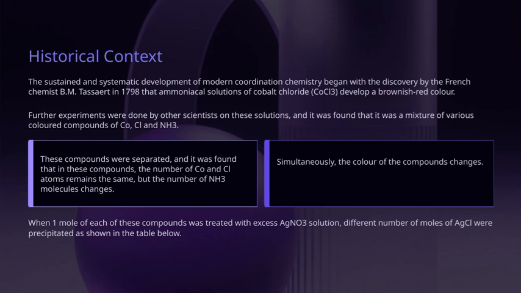Additional experiments conducted by other scientists revealed that these solutions are actually mixtures of various colored cobalt complexes containing chloride and ammonia. This diversity of colors and compositions hints at the complexity of coordination compounds. It's important to connect this to the overall theme: the systematic development of modern coordination chemistry. Historically, it all began in 1798 with the French chemist B.M. Tassaert, who discovered that ammoniacal solutions of cobalt chloride develop a distinctive brownish-red color. This discovery was a key stepping stone in understanding the nature of coordination compounds.